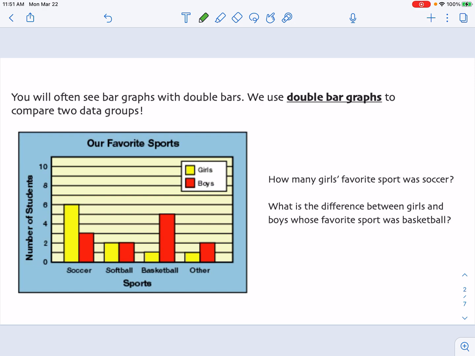So then it says how many girls' favorite sport was soccer. So we want to look for soccer in yellow, okay? And we see that 6 girls said their favorite sport was soccer. The next question, what is the difference between girls and boys whose favorite sport was basketball? Okay, well, boys, there's 5 that said their favorite is basketball. Girls, 1. So 5 minus 1, there's a difference of 4. So 4 more boys liked basketball than girls.